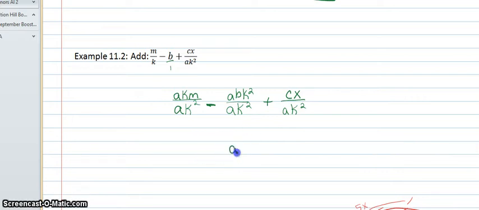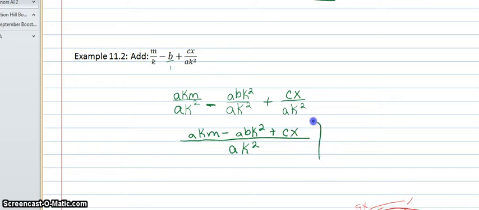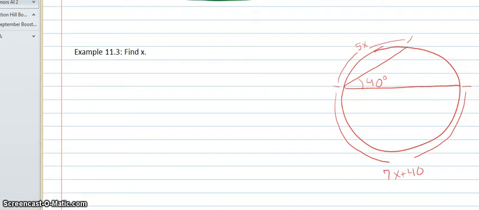Okay, now we need to write this as one big fraction, so we have our ak squared on the bottom. Okay, then we have our akm minus abk squared plus cx. Okay, and then that is our answer. We've added them all together.